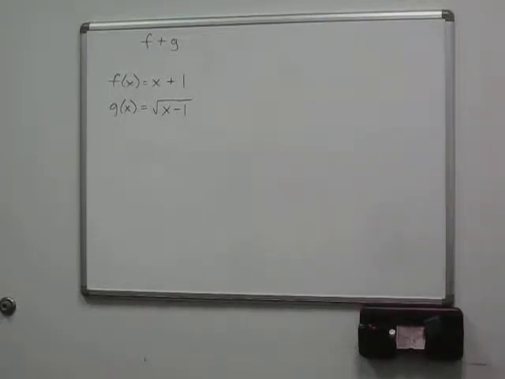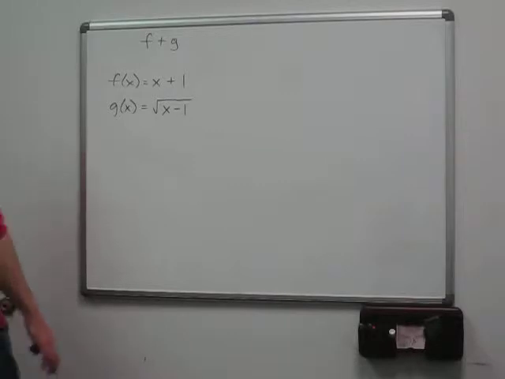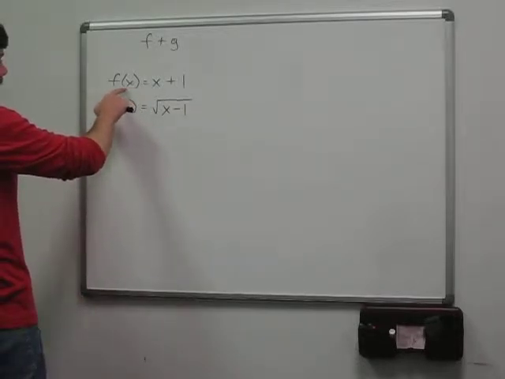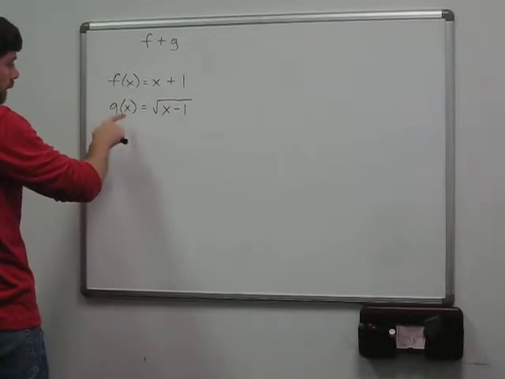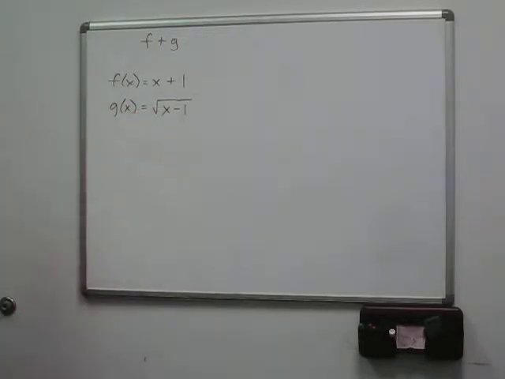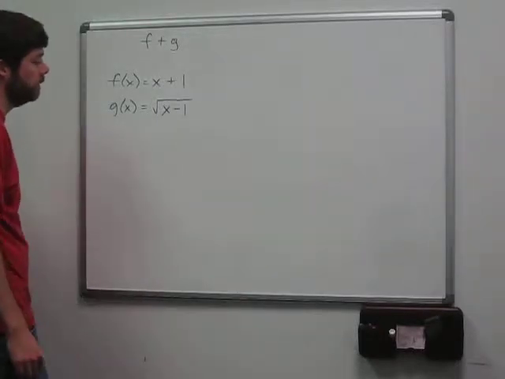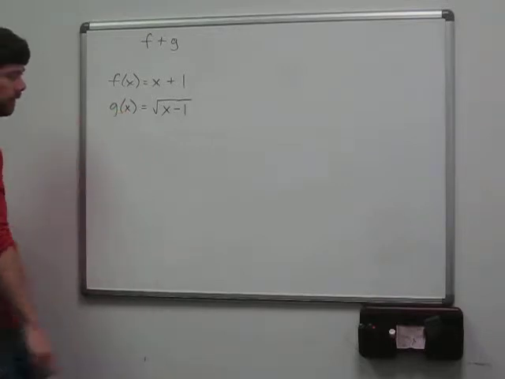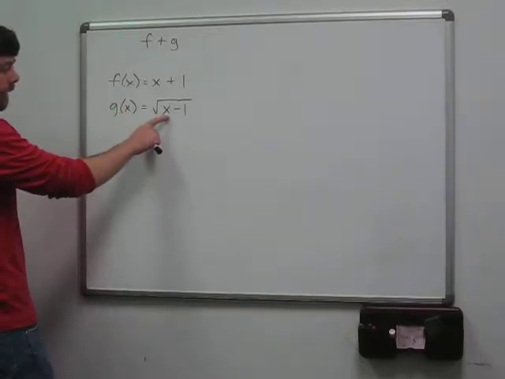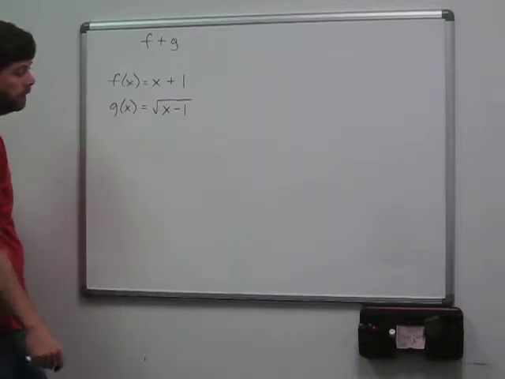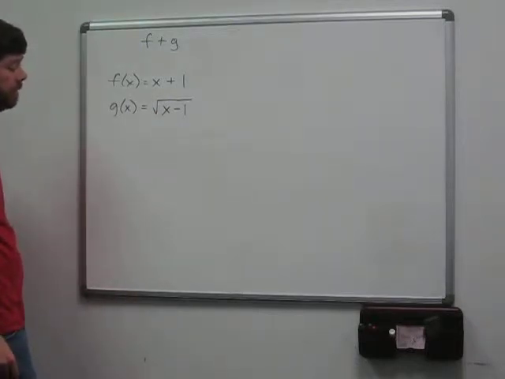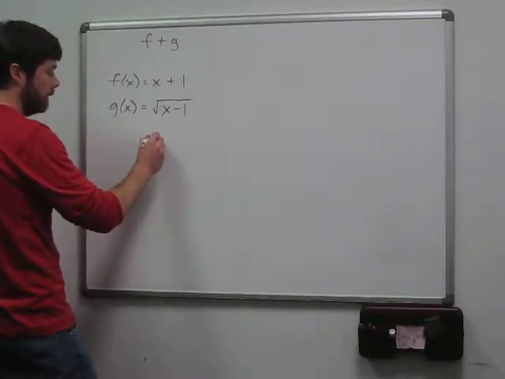Okay, this is the second video on looking at the addition of two functions to form a new function. In this video, we have a linear function f and a function g involving a square root function. So this example should be more interesting than the previous video because g certainly has a limited domain. Right? Any x value that makes the expression under the square root negative will not be in the domain of g.